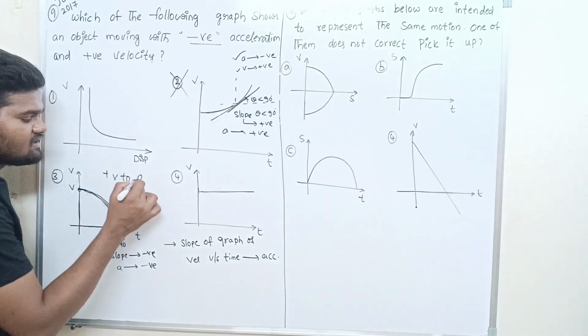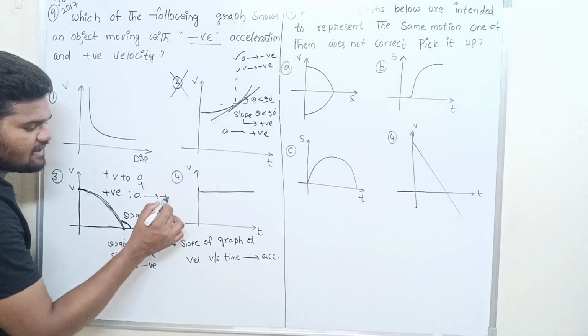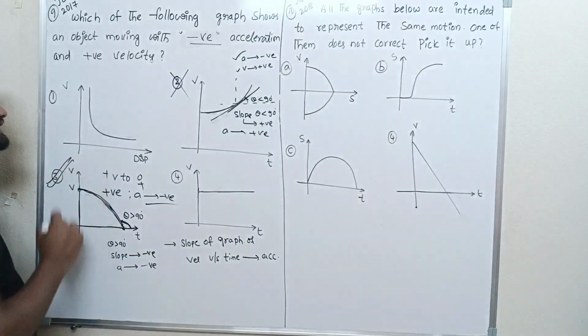This means what? V is positive. Here velocity is positive and the acceleration is what? Negative. So this option is correct.